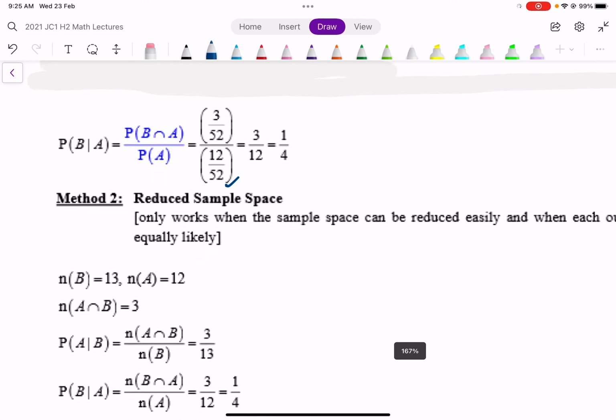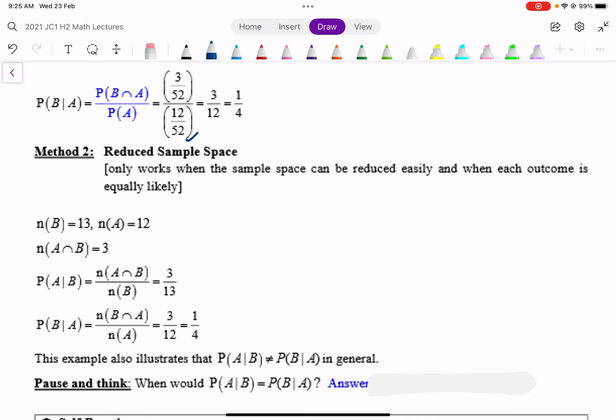Now alternatively, you can use the reduced sample space, which means to count the number of items in the set or the event that you are talking about. For example, the first one, probability of A given B: you need to find the number of items in A intersect B. Altogether there are 3, because there are 3 picture cards that are spades. We do the same for the rest, and you can find the required probability. But usually we will not recommend this method unless the sample space can be easily reduced, and the outcomes are all equally likely.